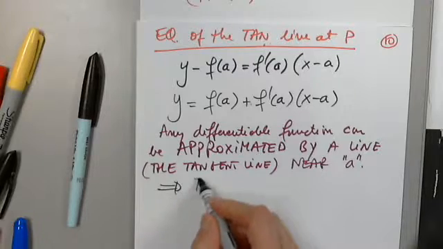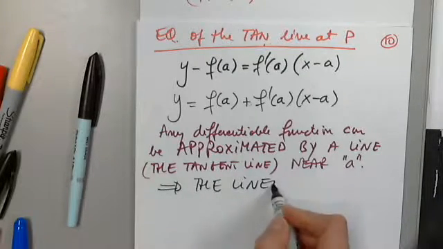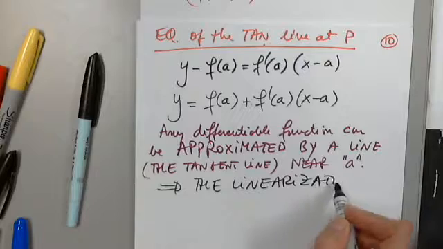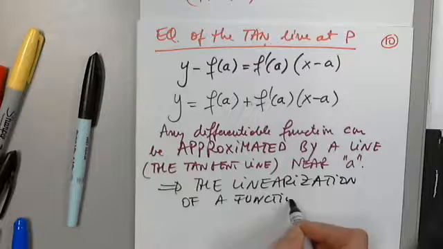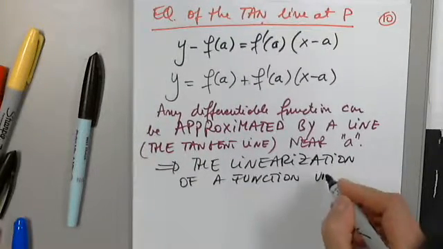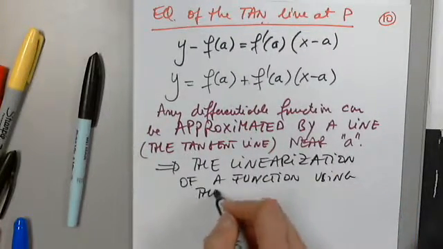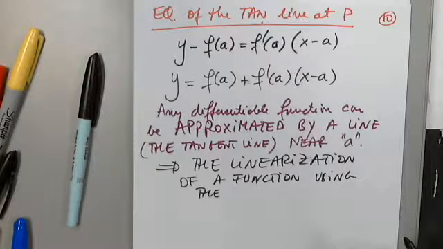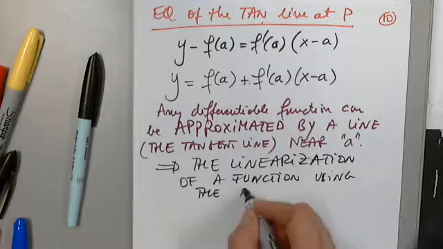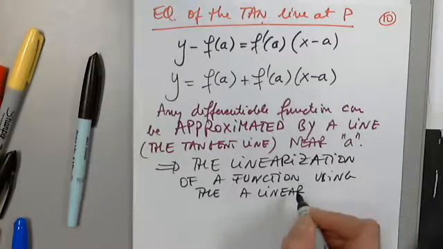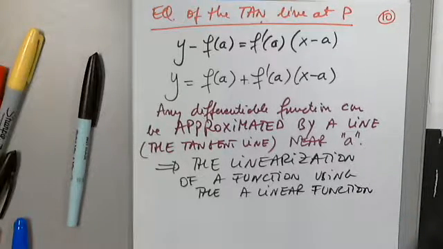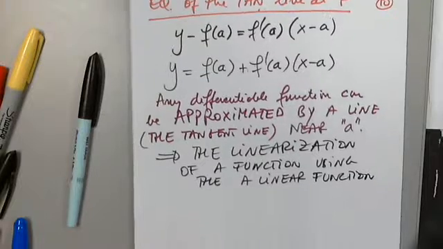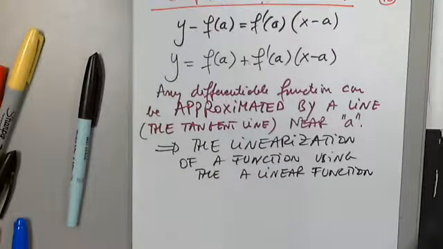So this is called the linearization of a function using a line, using the equation of a line or a linear function. Better, I like to write that. Using a linear function. I'm going to erase that. But only near different points. Different function for different point.